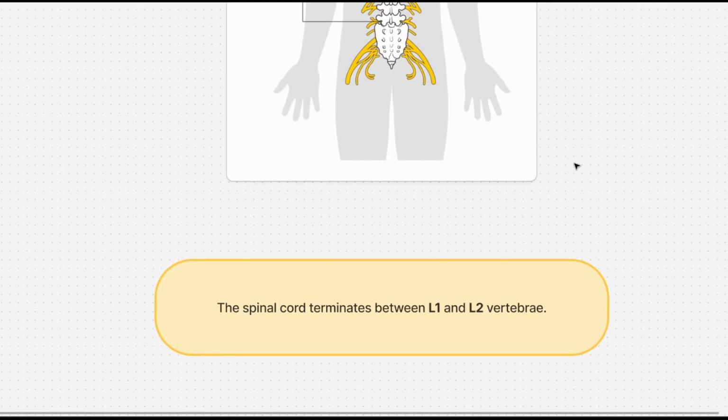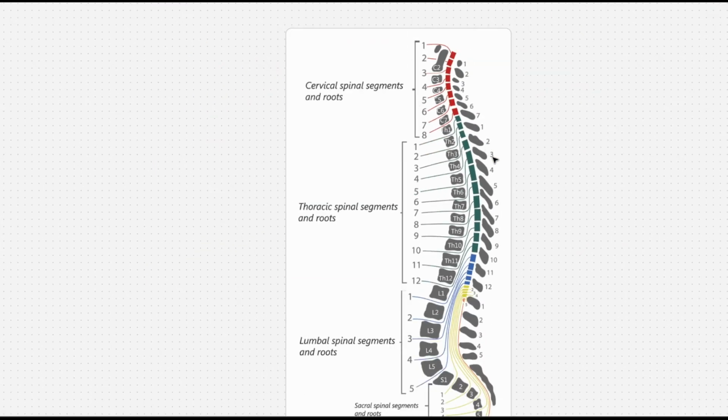Okay. Now this is very important. The spinal cord actually terminates between the L1 and L2 vertebrae. Now this might seem strange because we do have sacral and coccygeal spinal segments. So you'd think that it terminates close to the coccyx, but that's not the case, because as you go down, these segments start to get shorter and more vertical. We're gonna see this right now in this diagram.